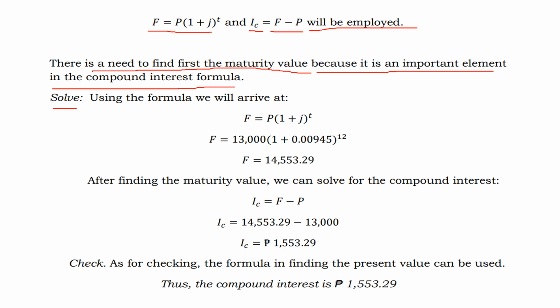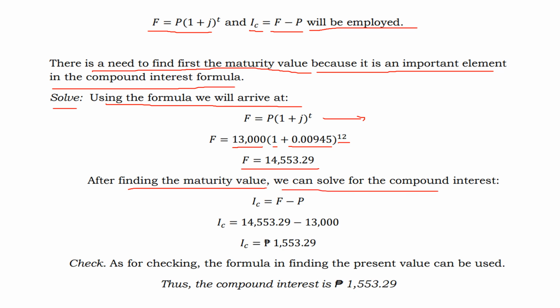The next step is to solve. Using the formula, in finding your future value, we simply substitute the given value for P, which is 13,000. We copy your 1 plus 0.00945. So that will be your j, raised to 12. Why is that it is 12? Your time is in terms of 12. And your F now is 14,553.29.